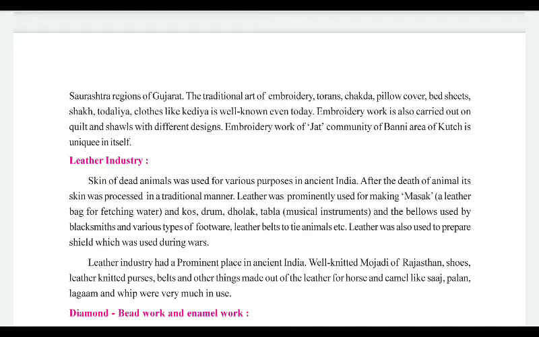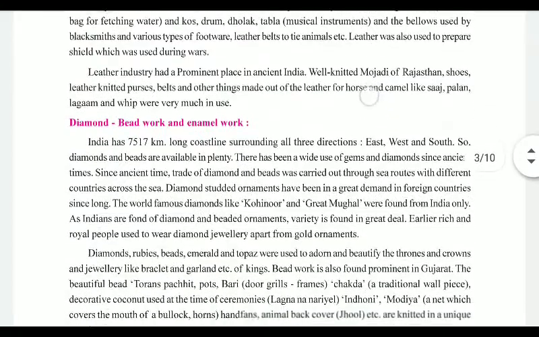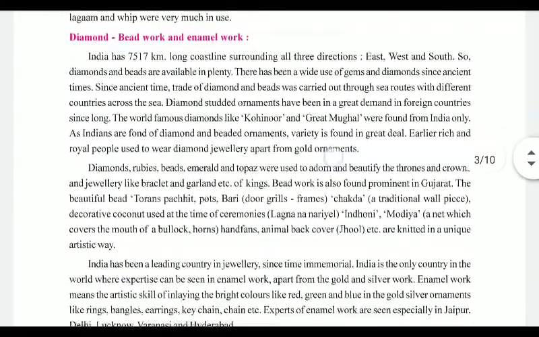Well knitted mojdi of Rajasthan, shoes, leather knitted purses, belts, and other things were made out of leather. For horses and camels, things like saj, palan, lagam, and whips were very much in use. We had a flourished leather industry in the past. We were making many musical instruments as well as many other uses of leather. Diamond, beadwork, and enamel work.